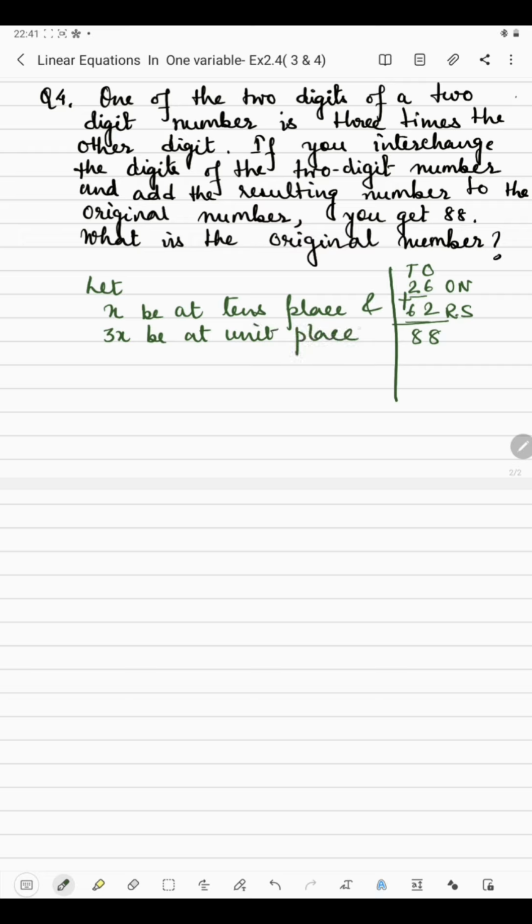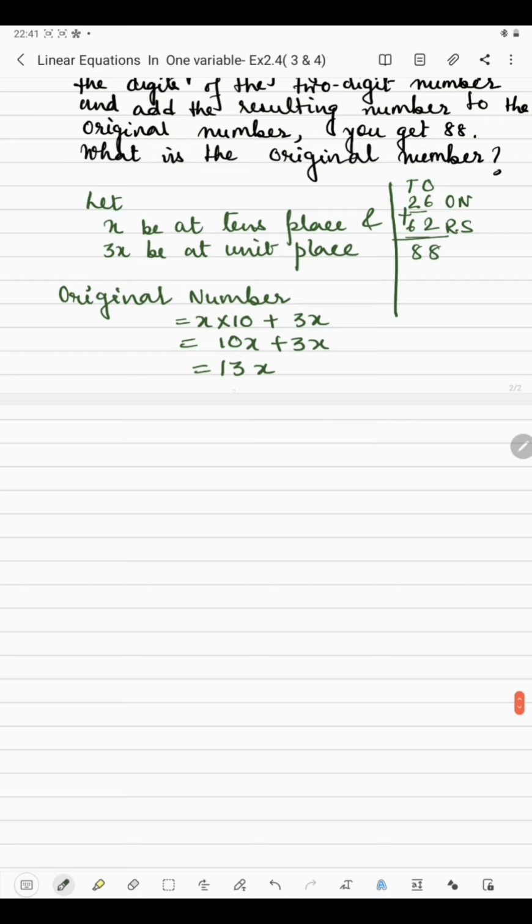Okay, now what will be the original number then? If x is at tens place, then x will be multiplied by 10, and if 3x is at unit place, then 3x will be multiplied by 1, meaning 3x only. So 10x plus 3x is 13x. So this is the original number.